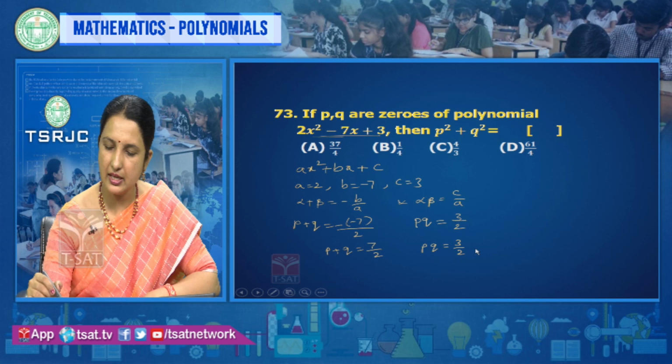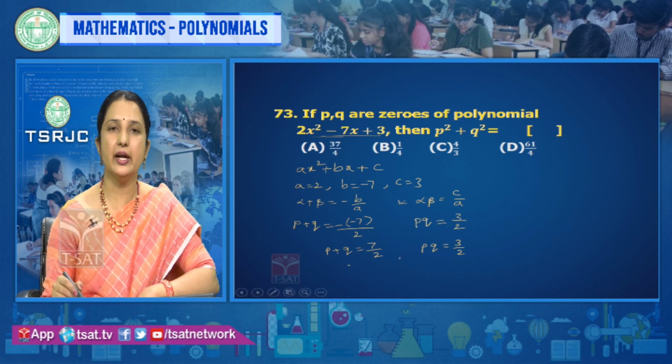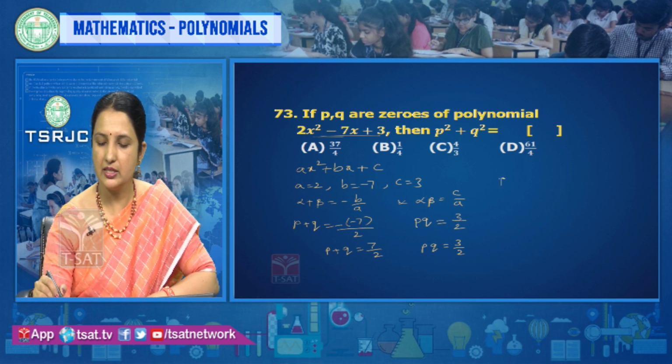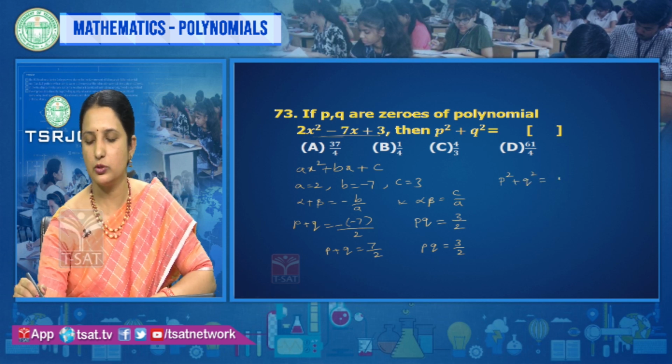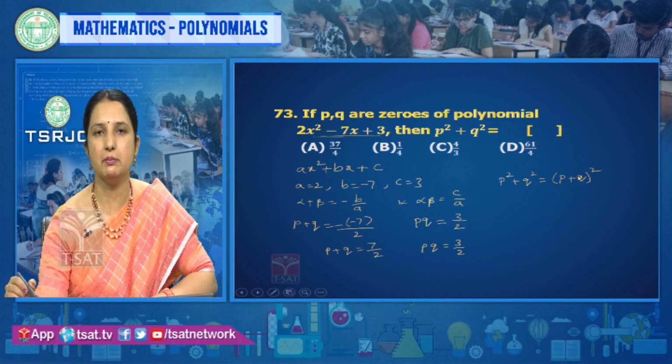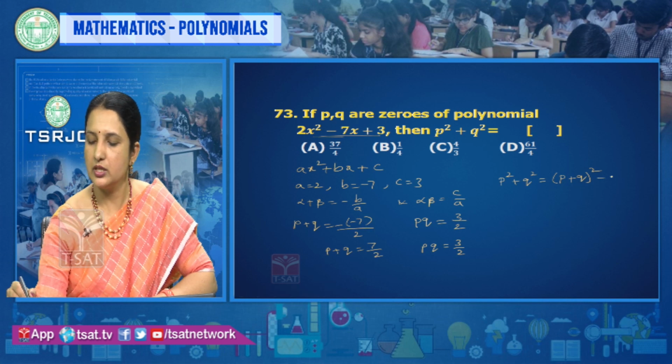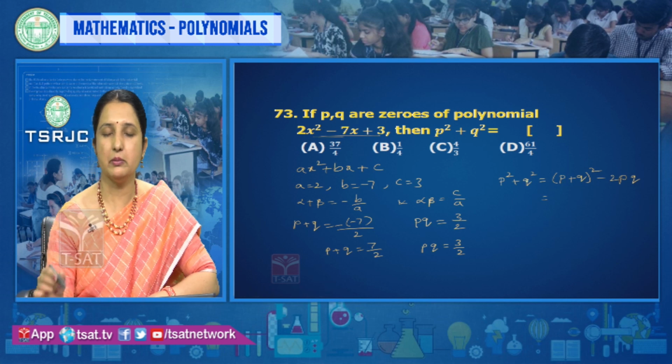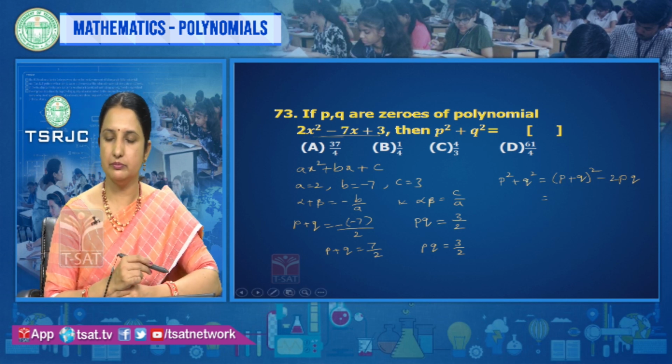Then here what is there? Actually we got P plus Q and PQ. But the question is what? P square plus Q square. How to get this P square plus Q square? When you take P plus Q whole square, that is P square plus Q square plus 2PQ. You subtract this 2PQ from this P plus Q whole square. What you will get? P square plus Q square only, no?